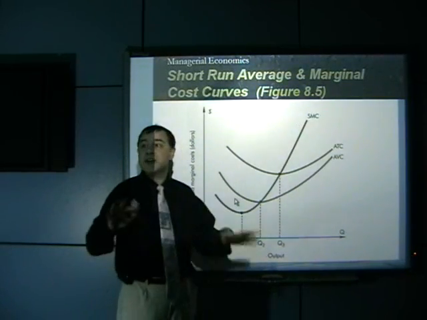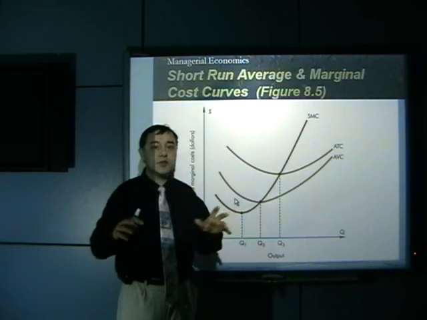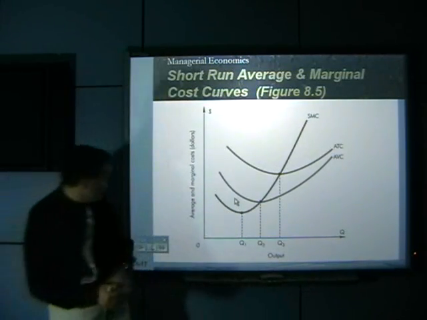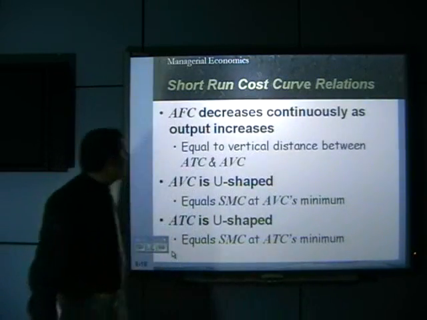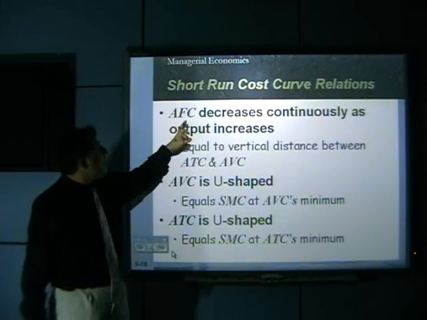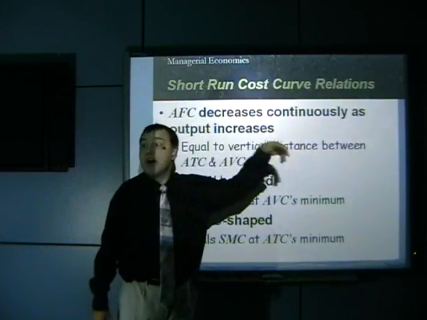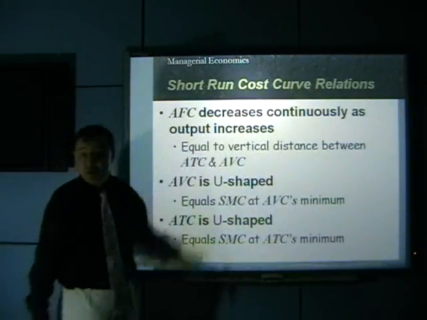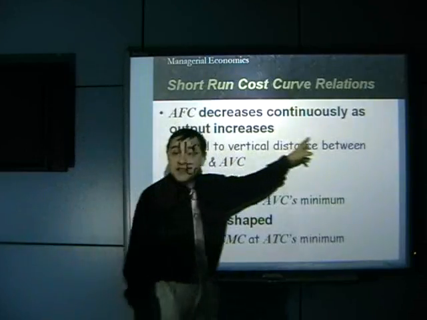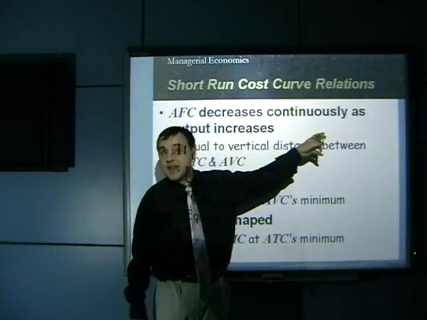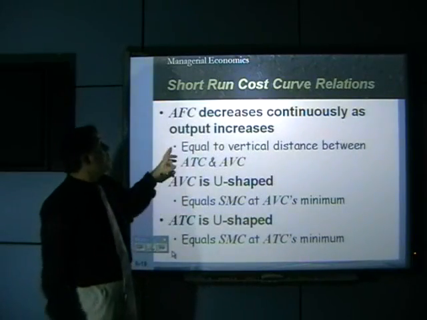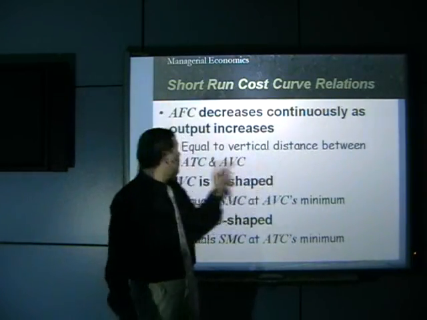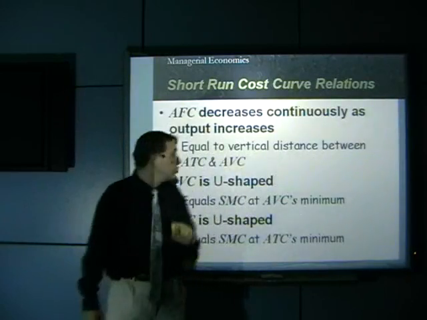All right? Is it fairly straightforward? Yes. Questions? All right, let's see how many. Wow. All right, let's see what they're telling us. Average fixed cost decreases continuously as output increases, and tends towards 0 as output tends towards infinity. It is equal to the vertical distance between those two. I already showed you this.